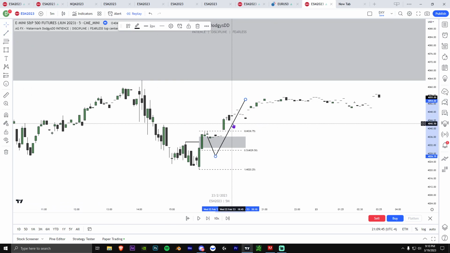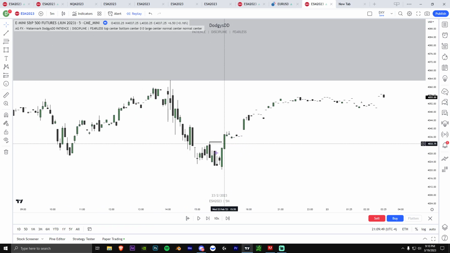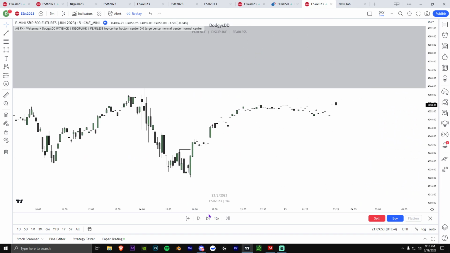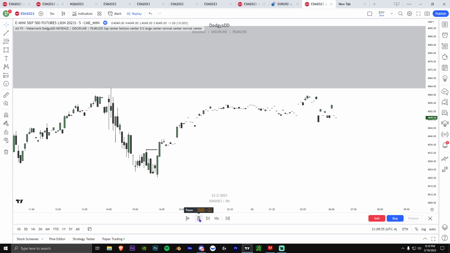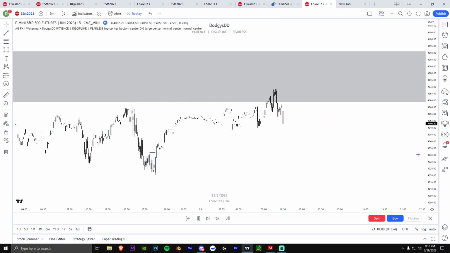But at least in this situation, we're not blindly long. We're waiting for structure to tell us, okay, we're going up to this fair value gap, right? So right here, here's a market structure shift. It's now saying we want to go back up to this daily fair value gap, okay? And you can see, there it is.